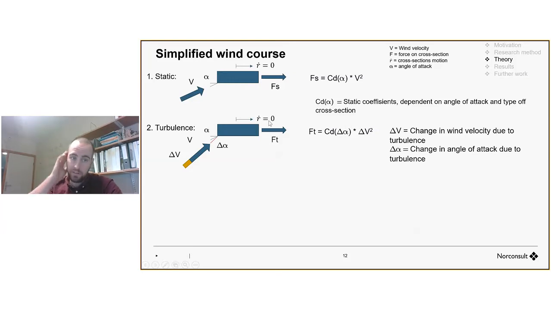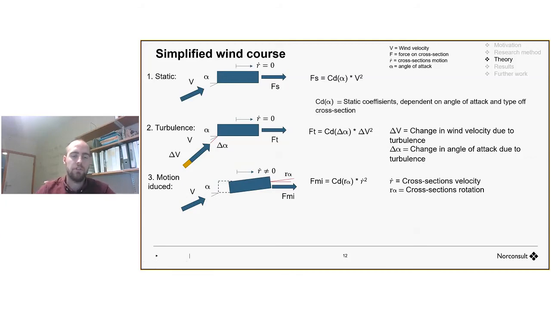Then you have turbulence. The turbulence changes the mean wind velocity, you have the delta V here, and it also changes the angle of attack. So now we can calculate the forces from turbulence as a change in angle of attack and a change in wind velocity. Then you have the third part of the wind force. The cross section now is not standing still; it's actually moving, and this gives a change in the relative velocity and a change in the relative angle of attack of the cross section. So you can also find the motion-induced forces, or self-excited forces, from this simple equation. And then for the total wind load in the horizontal direction, you sum the three up. So this is basically quasi-steady theory in a really simple manner.